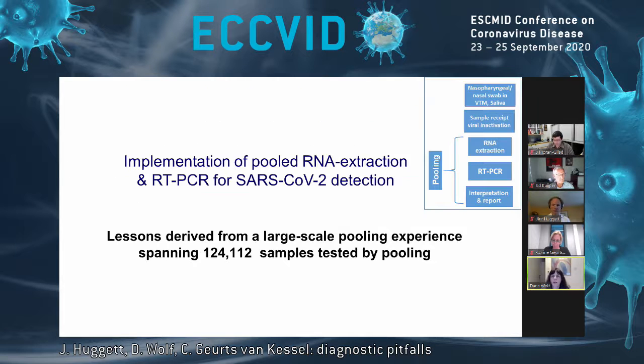So with this, I would like to move to describe our implementation of pooled RNA extraction and RT-PCR for SARS-CoV-2 detection. So we pool samples at this stage of the process and share with you some important lessons derived from a large-scale pooling experience, spanning more than 124K samples tested by pooling.